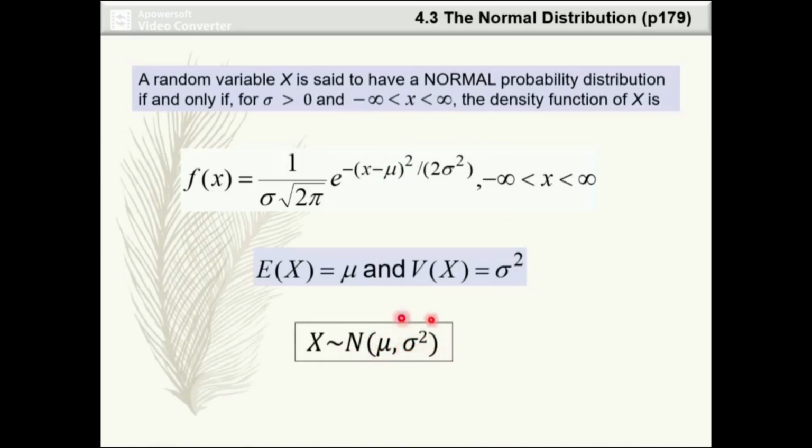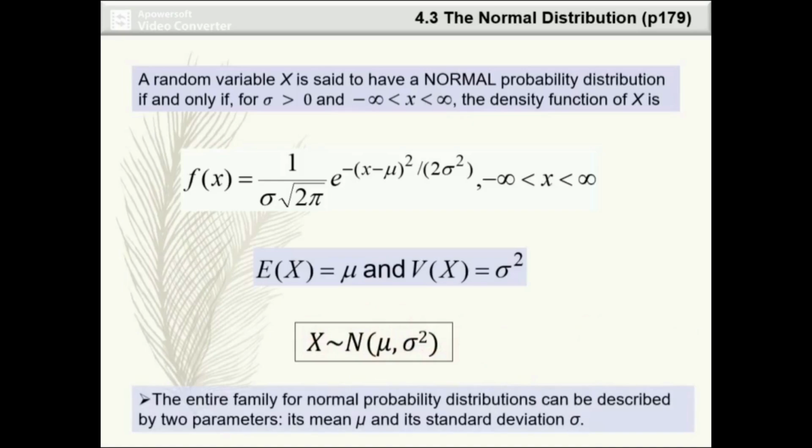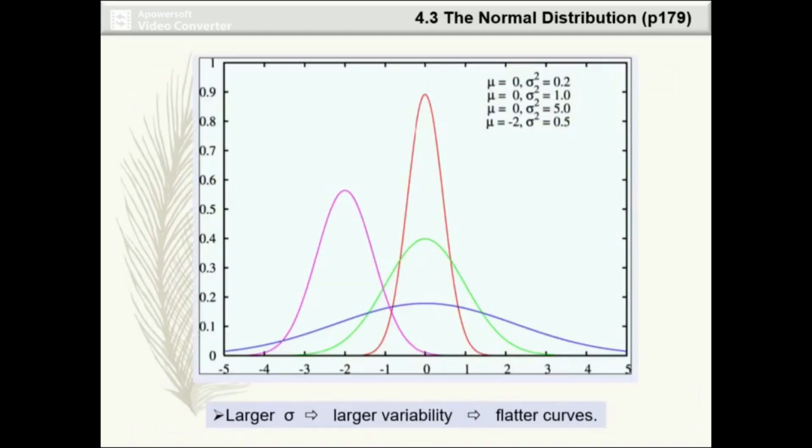So even if you get a question that looks like this, this is what it's going to mean. The entire family of normal probability distributions can be described by these two parameters. So let's have a look at a few examples to see what this means. So regardless of what mu or sigma you take, you can see in every single case you have a bell-shaped curve. You can immediately see the impact of changing the variance if we focus on that first.